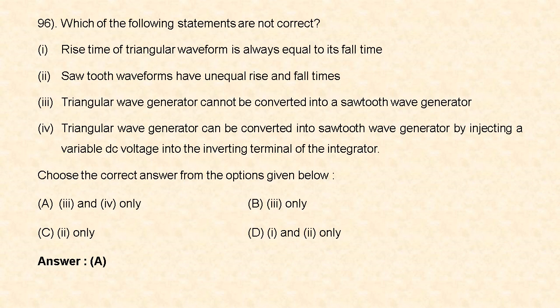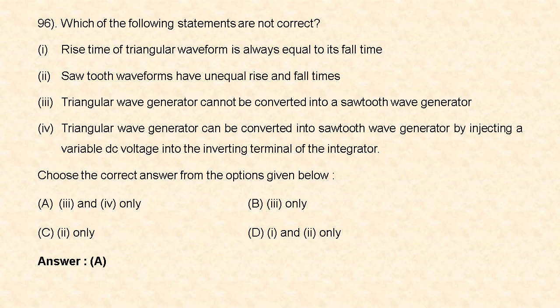Next question. Which of the following statements are not correct? First statement. Rise time of triangular waveform is always equal to its fall time. We know that for triangular waveform, the rise time is equal to fall time. So first one is correct. Next, sawtooth waveforms have unequal rise and fall times. This statement is also correct. Third statement, triangular wave generator cannot be converted into a sawtooth wave generator. This statement is wrong because we can convert triangular wave generator into sawtooth wave generator.